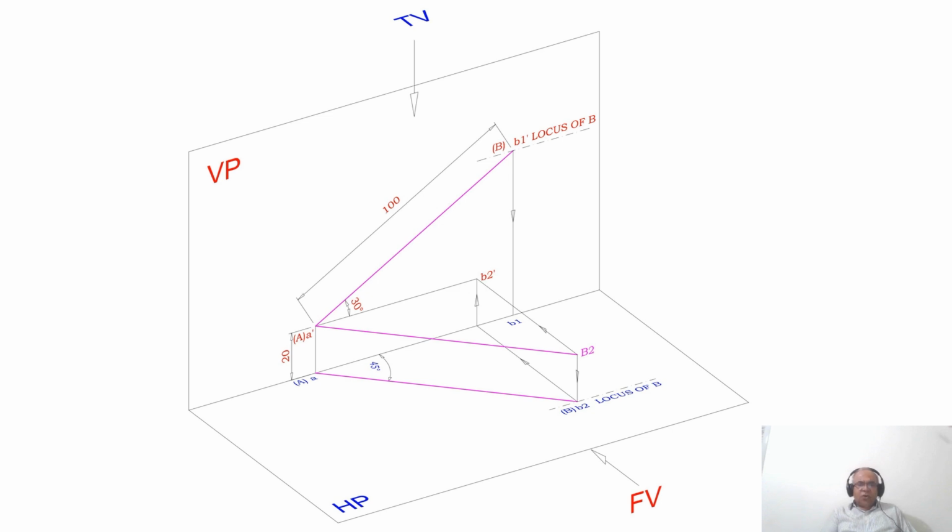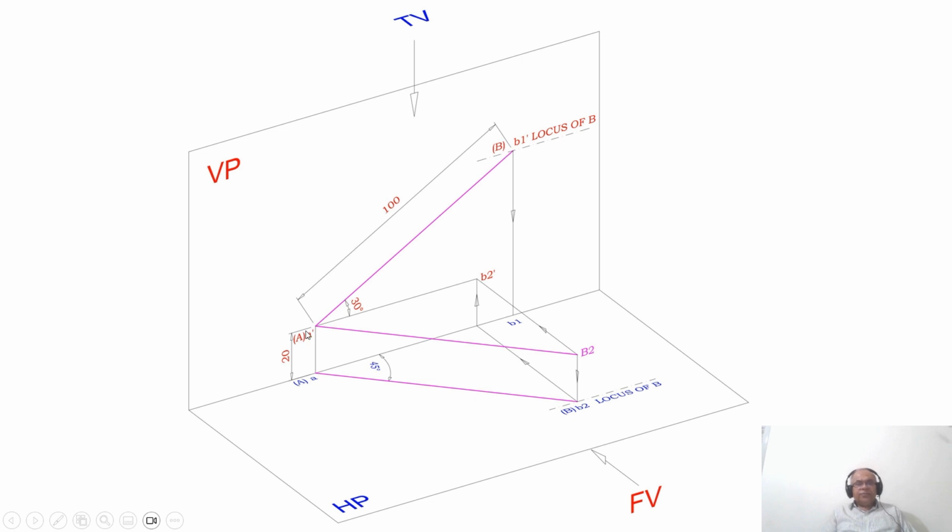Now, as we know that it is the true length, what do I need to do? Since it is the true length in the vertical plane, it means it should be parallel to VP.